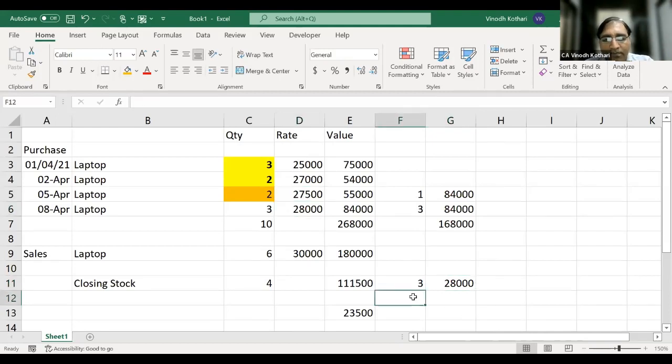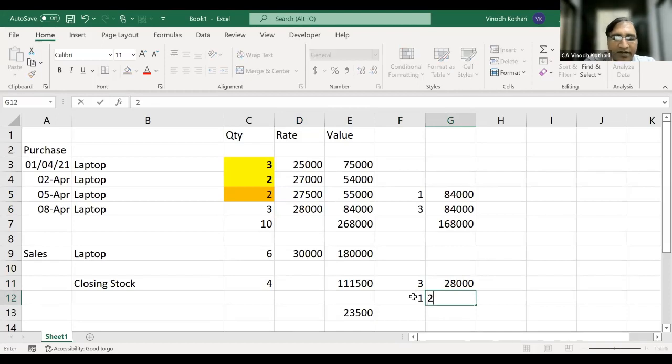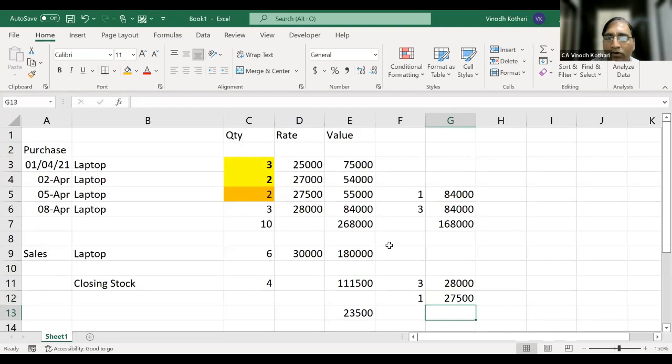27,500. So 1 laptop, 27,500. So this way you can randomly check, and if it is coming correctly, that means your closing stock value is correct. Is it understandable? Any doubt you have? I will show in Tally, see what is the impact.